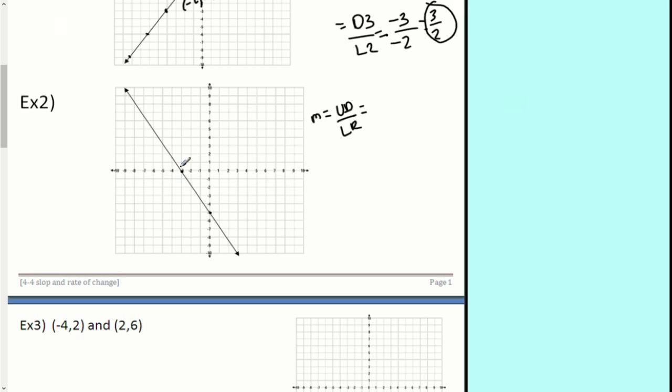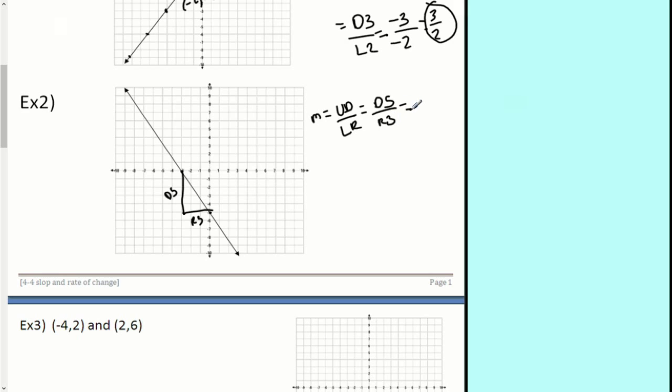Okay? Do I go up or down to get from this point to this point? Well, I go down. Down how far? Well, down 1, 2, 3, 4, I believe 5, right? 1, 2, 3, 4, 5. So I went down 5, and I went right 3. So I went down 5, right 3.